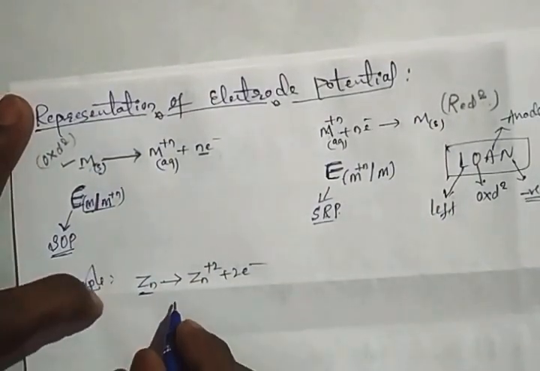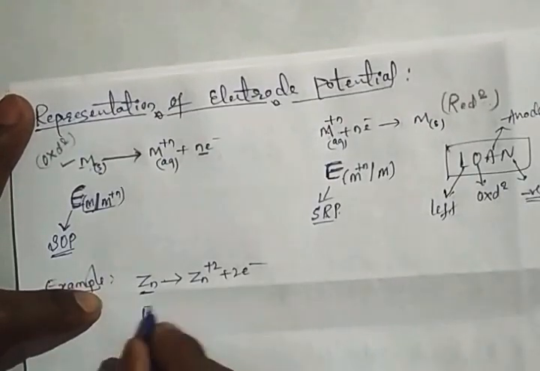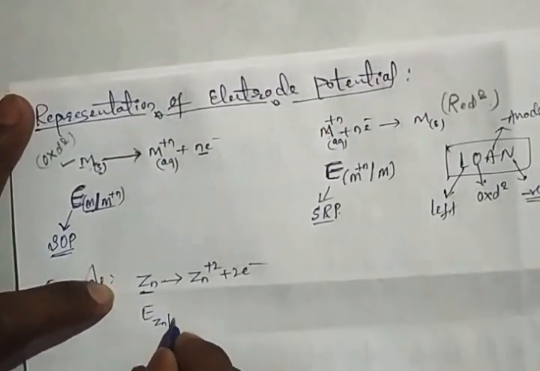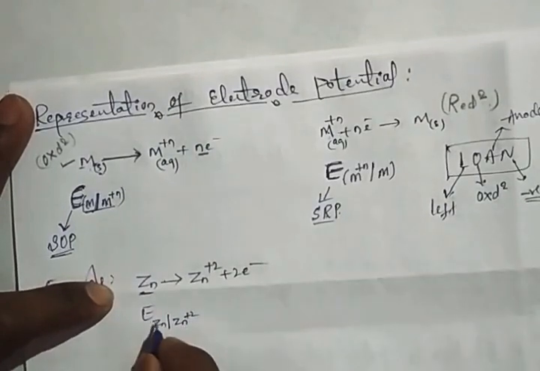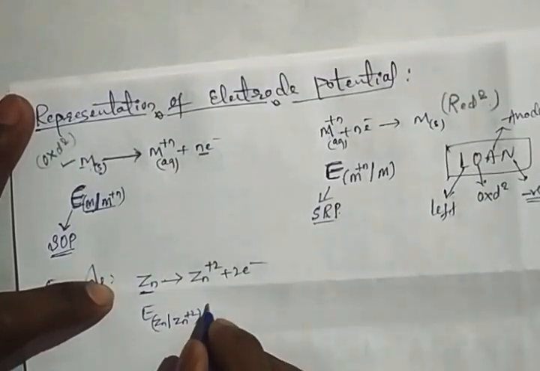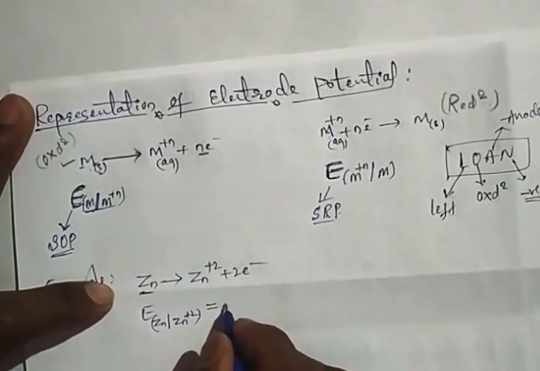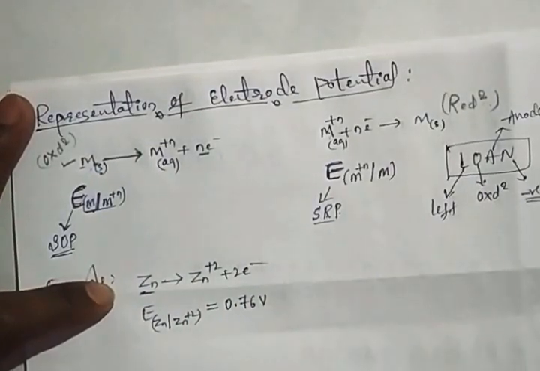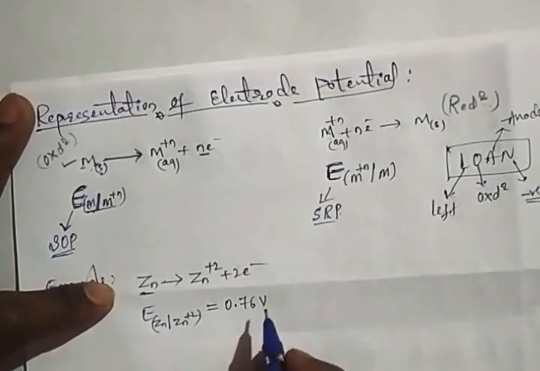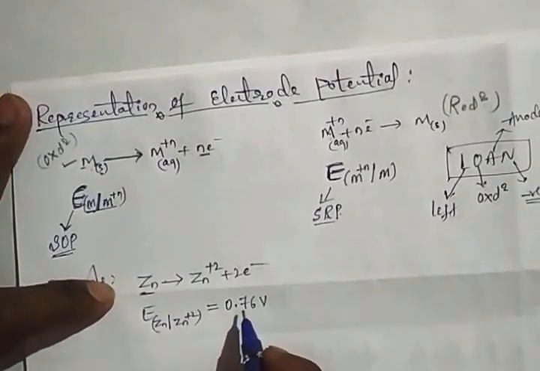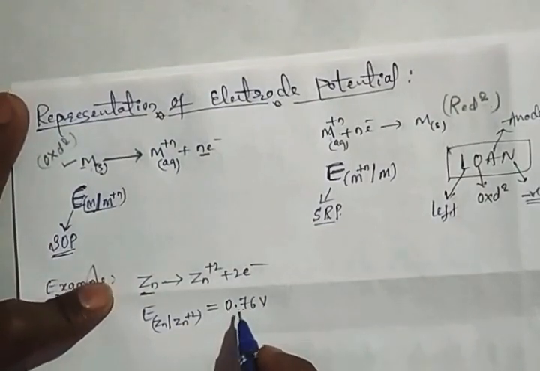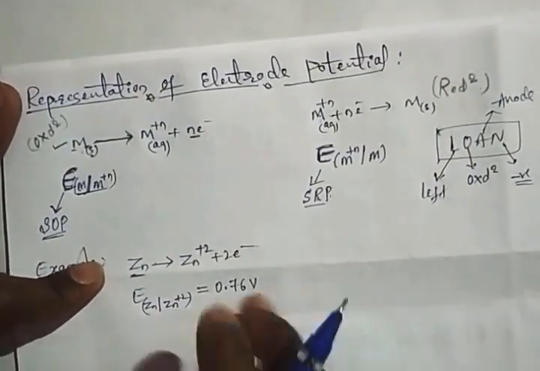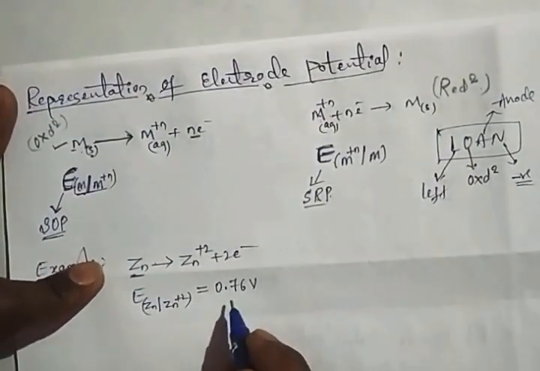So this can be represented by the electrode potential of Zn bar Zn2+, Zn slash Zn2+, and its value is 0.76 volt. It is measured with respect to a standard electrode or reference electrode. We are going to discuss the determination of electrode potential in the next class. So these are the standard values given.